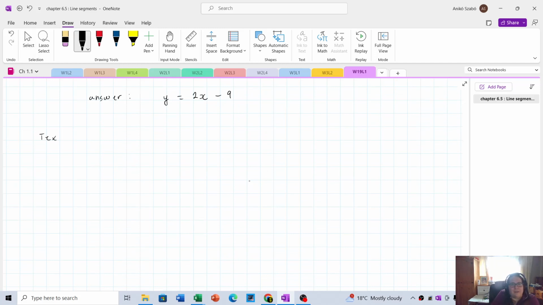Okay, now you can practice. So you can have a go at the rest of question 7. So these are to calculate the gradients of the line segments given in question 6.